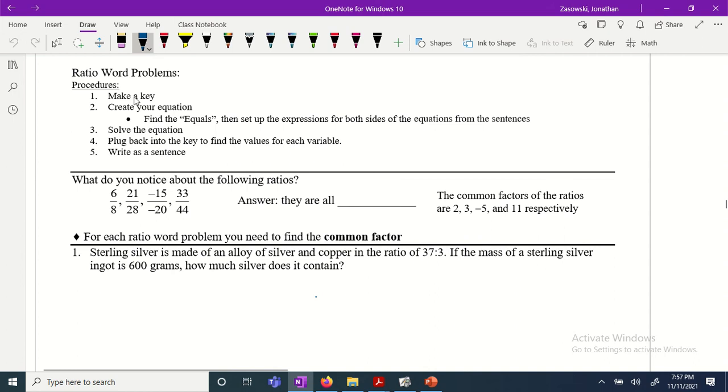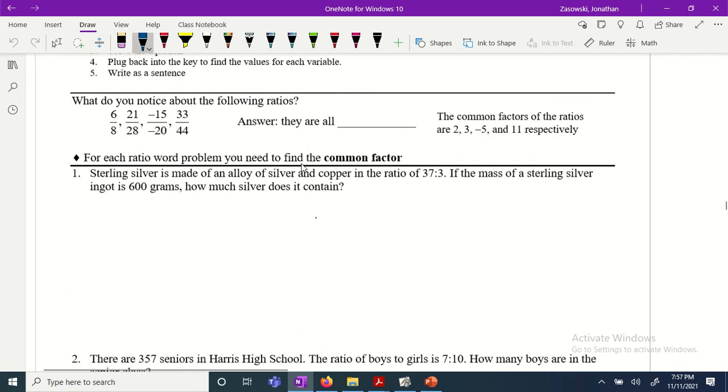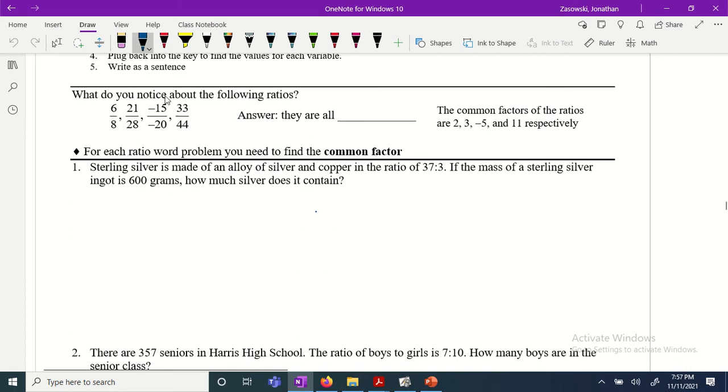So remember the process: make a key, create your equation. We'll talk about how we're going to create our equation using these specific questions. Solve it, plug back into our key to find each of the variables, and then write our solution as a sentence. So what's special about ratio questions is you are going to be given some numbers.